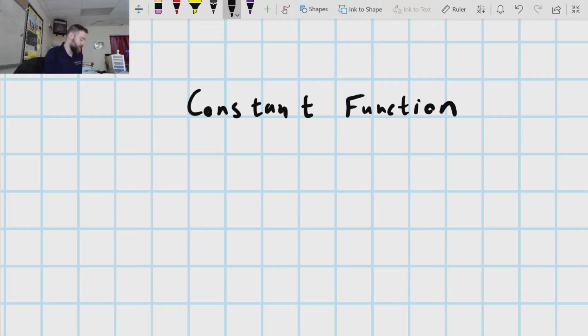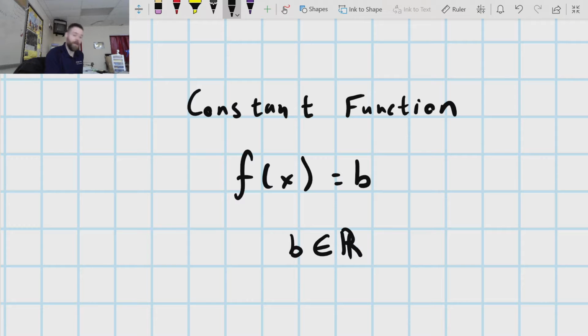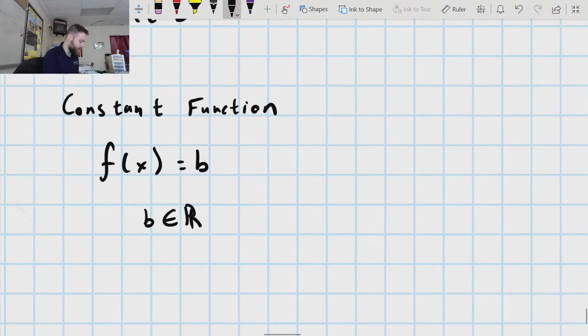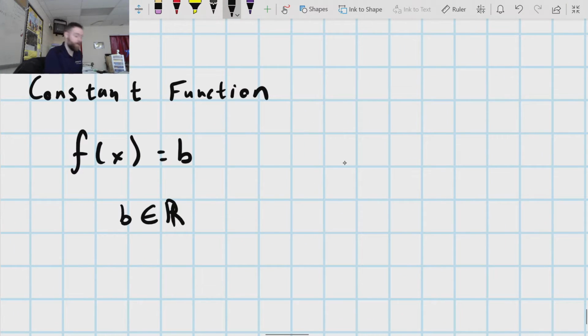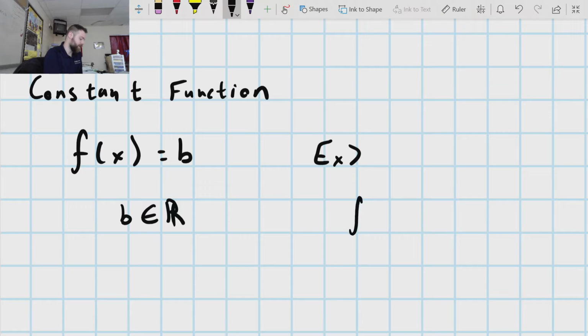So the constant function comes in the form f of x equals b, where b is some real number. If that's a little tough for you to think about, b is just a number. And so here's an example. Let's say f of x equals -7. So anytime you see f of x, it means the same thing as output.